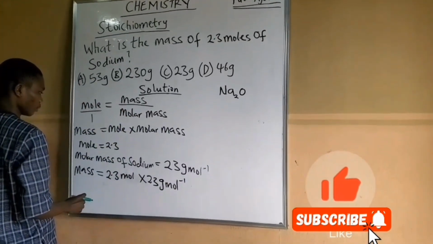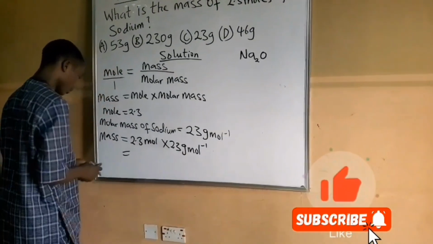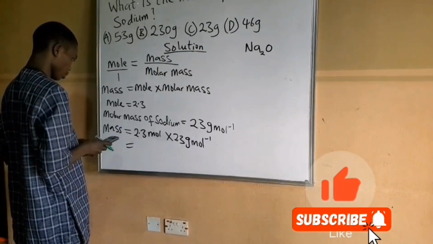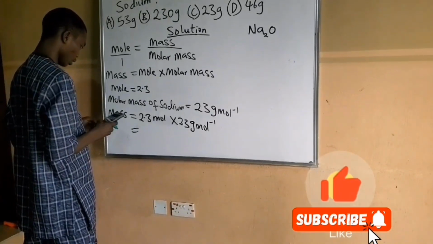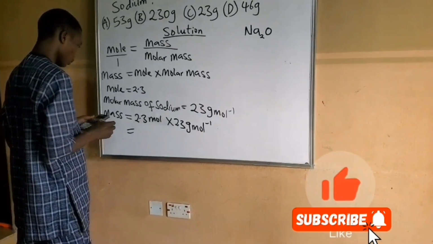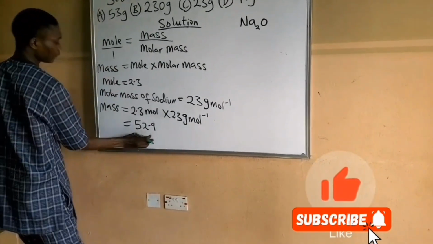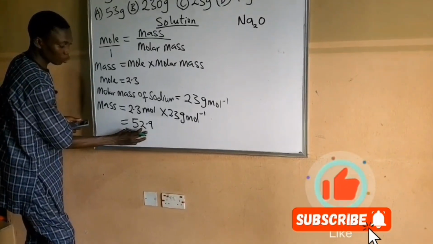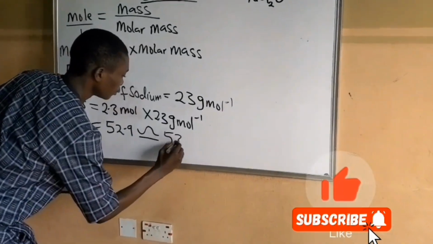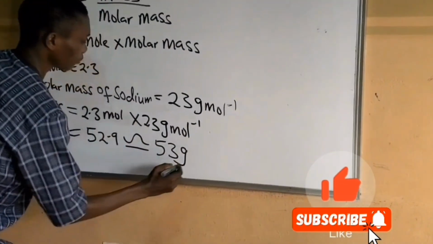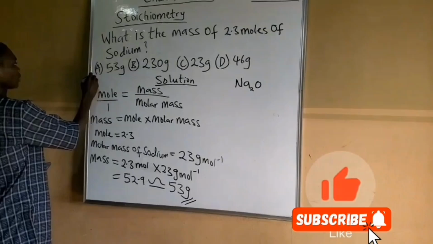Okay. If you multiply 2.3 times 23, what we get is 52.9. But if you round it to the nearest whole number, it's approximately 53. What is the unit of mass? Gram. So the correct answer is option A.